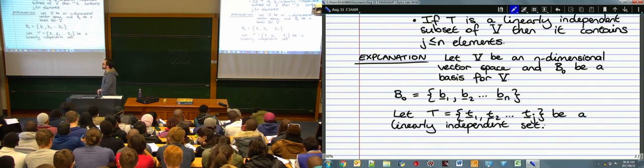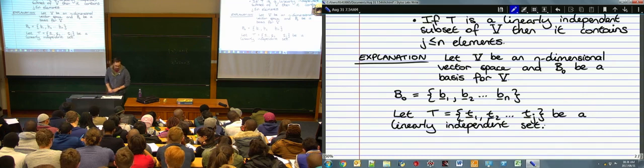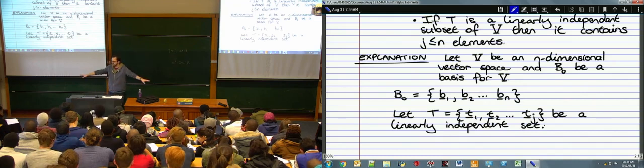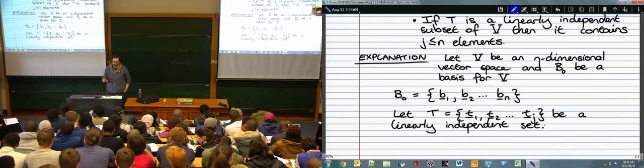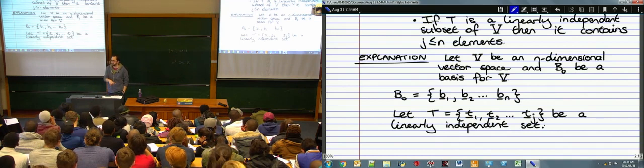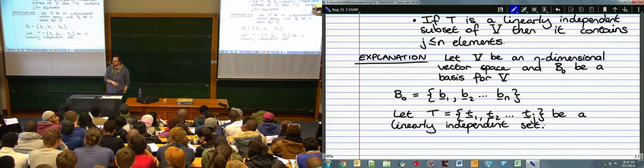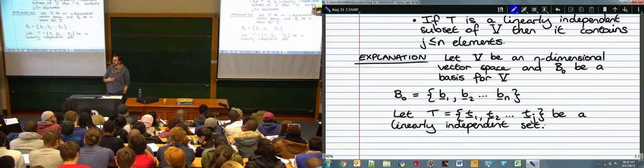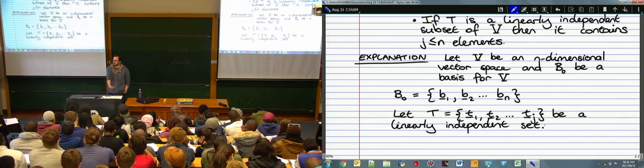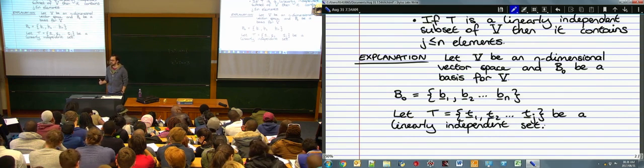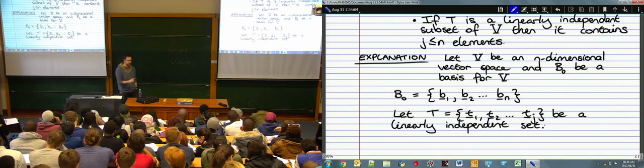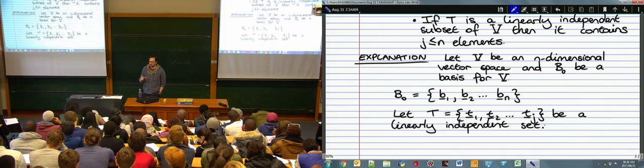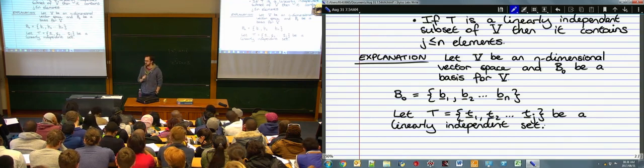What is the difference between dimensions and elements? For any subset, you can ask about how many elements there are in this subset. If the subset that you're asking about is a basis, then the answer to the question, how many elements are in here, is the dimension of the space. Okay. So the dimension is just the count of the number of elements for certain subsets.